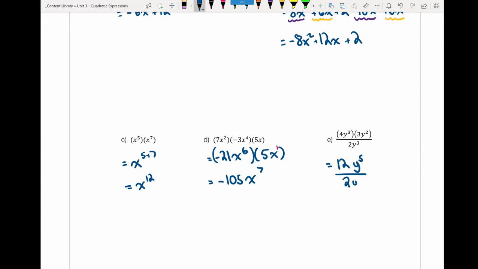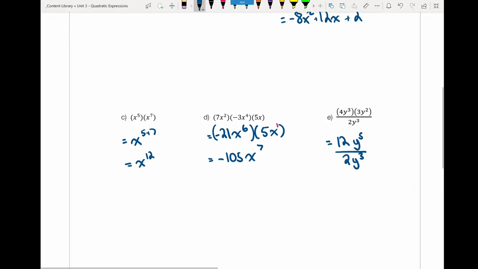This is divided by 2 times y to the power of 3. So that doesn't change. And now when I'm dividing, I do it the same way as when I'm multiplying. Focus on what's similar. I'm just going to divide my numbers, or the coefficients. So 12 divided by 2 is 6. And then I'm going to divide my y's. So y to the power of 5 divided by y to the power of 3. This is going to be our quotient rule. If you remember that from grade 9, when you divide powers with the same base, you subtract the exponents. So it's going to be 5 minus 3, or 6y to the power of 2.